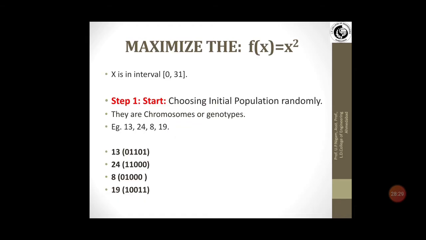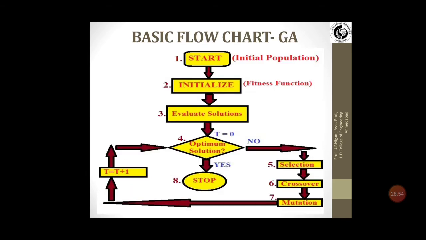So the example is this: we have one function, f(x) equal to x square. x is within the interval of 0 to 31 and we have to maximize this value. We can choose anything, so any 4 values need to be selected which will lead to this f(x) equal to x square. We have to maximize it, with the interval from 0 to 31. Now we will see it step by step.